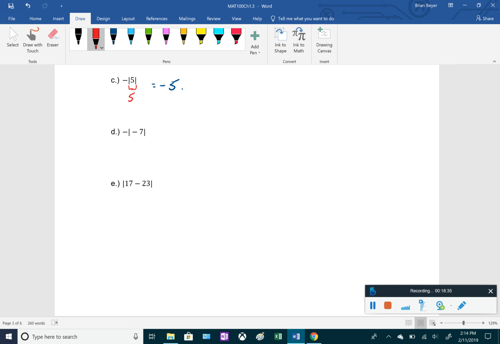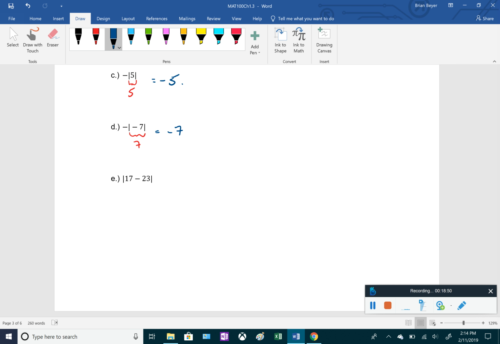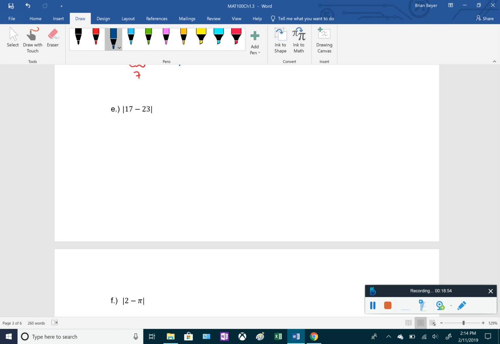Next one, negative absolute value of negative 7. The absolute value of negative 7 is positive 7, but once again we have the negative out front, so negative 7. Okay, just always remember to do the absolute value first, and then whatever's outside of it, do it after.